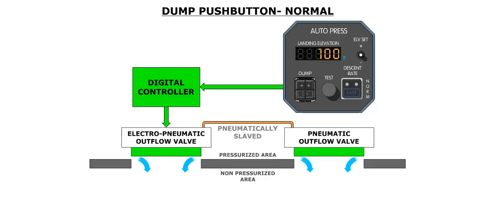The guarded dump push button on the automatic pressurization panel is used to dump the cabin pressure. In the released out position, the digital controller will operate normally.